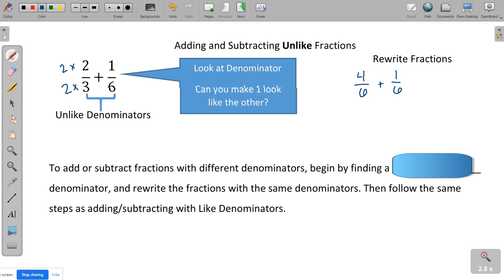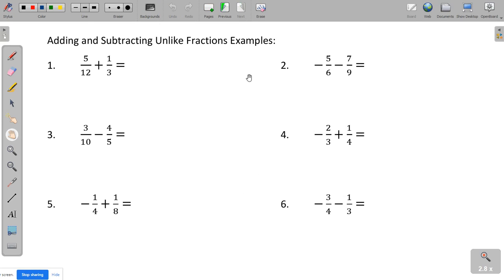So to add or subtract fractions with different denominators, we begin by finding the common denominator and rewriting the fractions with the same denominator. So we find the common denominator by multiplying. So let's look at some examples. We have 5/12 plus 1/3.